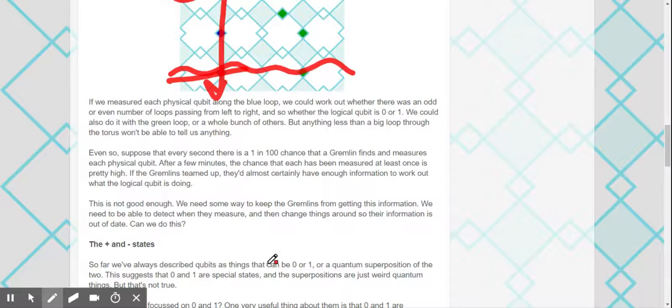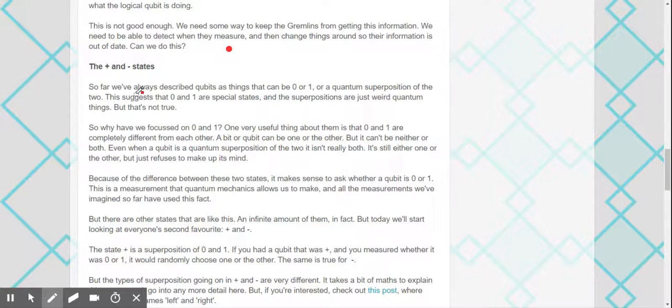The plus and the minus states. I mean, I don't know. Maybe so far we've always described qubits as the thing to be a 0, 1, or a quantum superposition of the two.